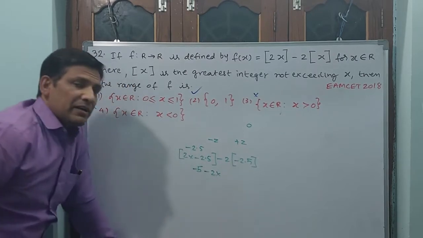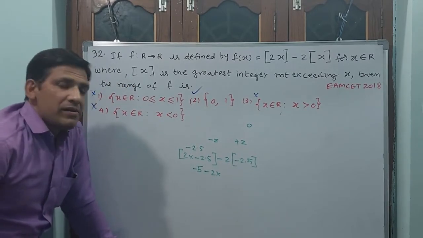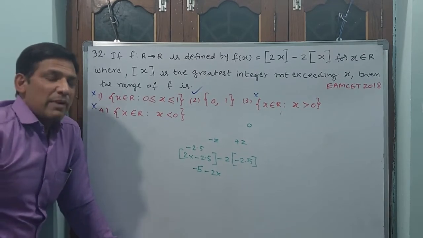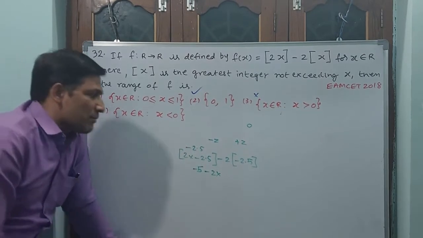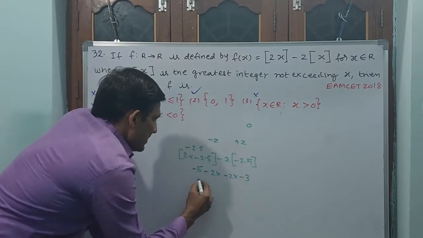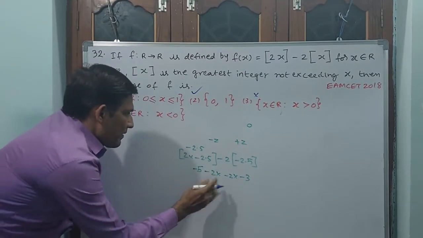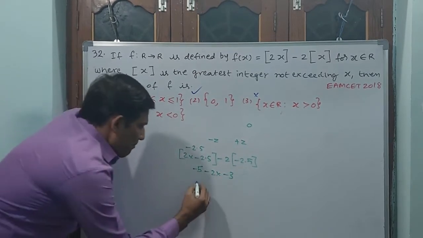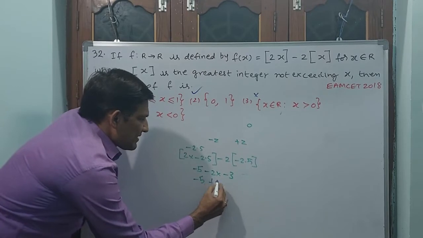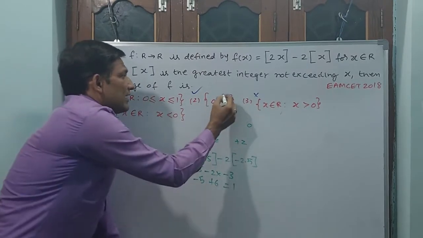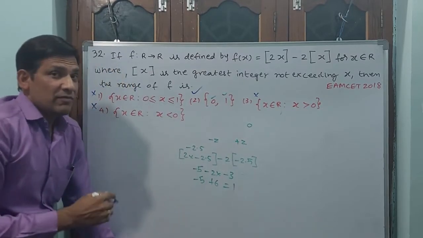But here you see what will come here? Minus 3 will come here. Minus 2.5 means the lesser integer is minus 3. Minus 3 will come here. That means minus 2 into minus 3. Sorry, here minus 3. Minus 5 plus 6, that is equal to 1. Okay, 1. 0 we have seen, 1 also we have seen.